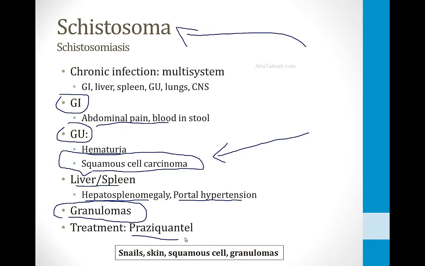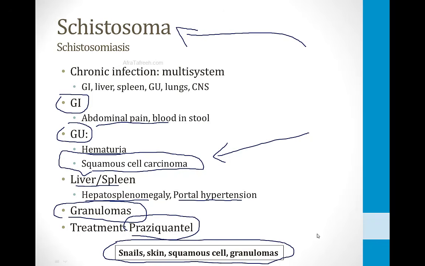And the treatment is praziquantel, just like for all these fluke infections. So for schistosomiasis, I remember snail, skin, squamous cell, and granulomas. These are really the key features of schistosomiasis to know about.